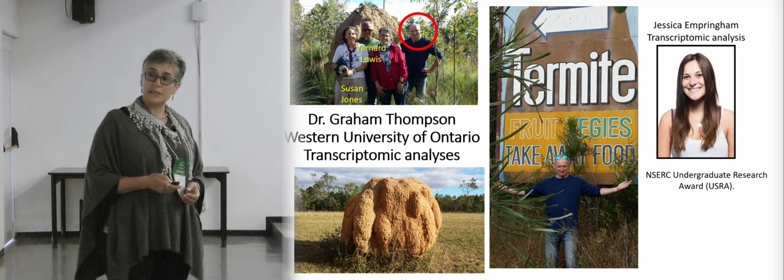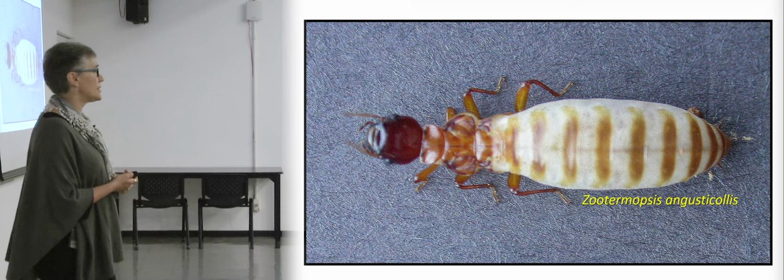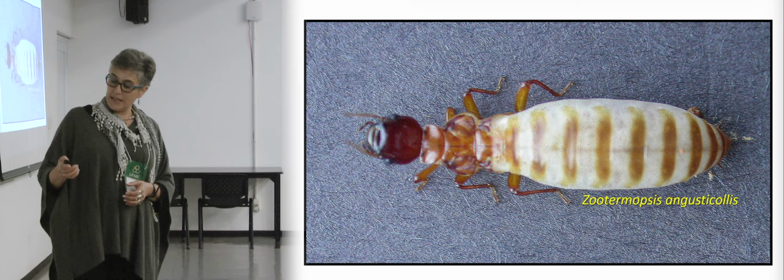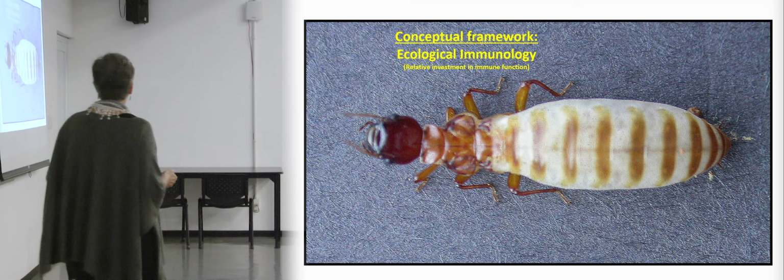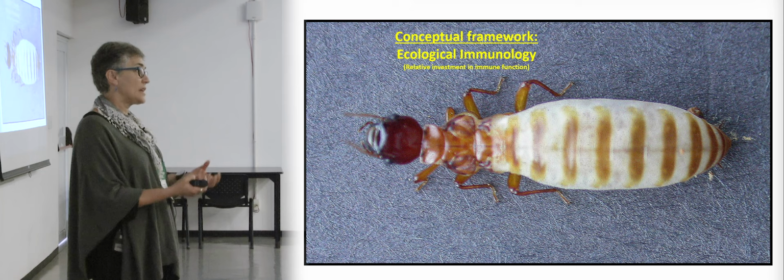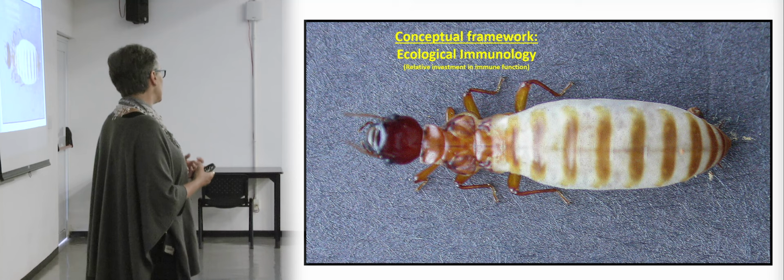So this is a queen, Zootermopsis angusticollis, the Pacific dampwood termite from the United States. As you can see, she's really plump and filled with reproductive activity. All the research that we're doing falls within the umbrella of ecological immunology. Basically, the idea that you can study the relative investment that individuals make in their own immunity. That is, how much energy are you going to spend in dealing with pathogens, depending on your environment.